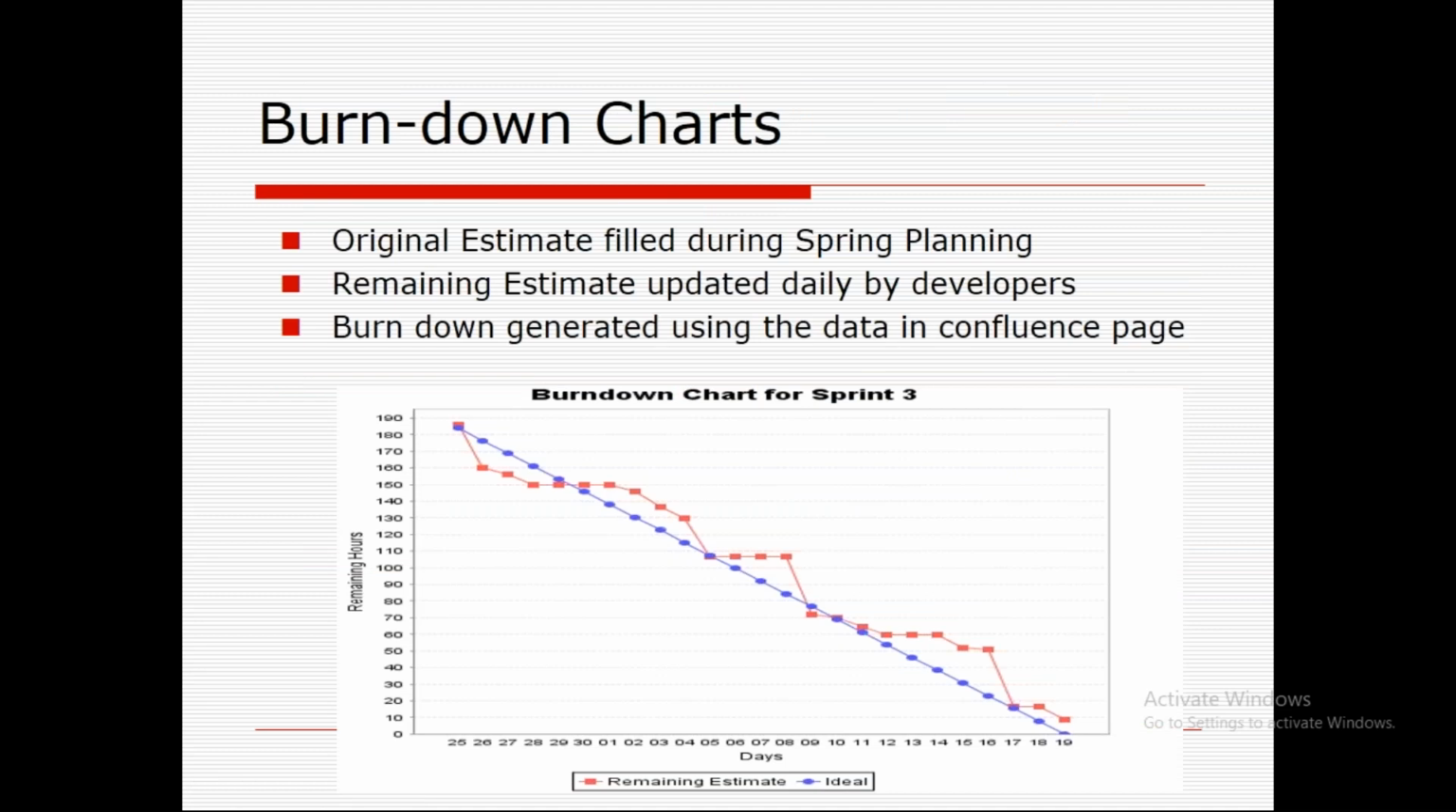Burn down chart: original estimate is filled during the sprint planning activity. For every item, if you remember, when we talked about agile, I mentioned the estimation. For each story, there is an estimation given by the developer that it is going to take 5 hours, 10 hours, half day or full day, something like that. The original estimate is filled during the sprint planning, and the remaining estimate is updated daily by the developers. The burn down chart is generated using the data in the Confluence page. So the deviation, for example, we have planned 10 hours, but it is taking 12 hours, is presented, and then we create a burn down chart.